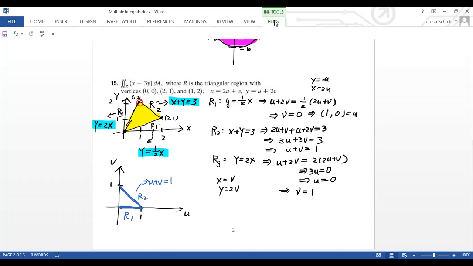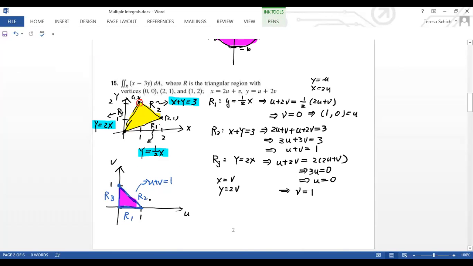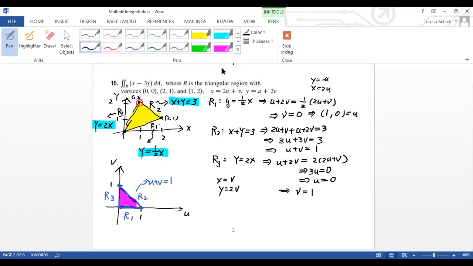Okay, so now we can plot. So (0, 0), and 1, right? This is my R3. So I transferred this triangle to this triangle. This will make the integration a lot easier. Now before that, we need to do a Jacobian also, right?